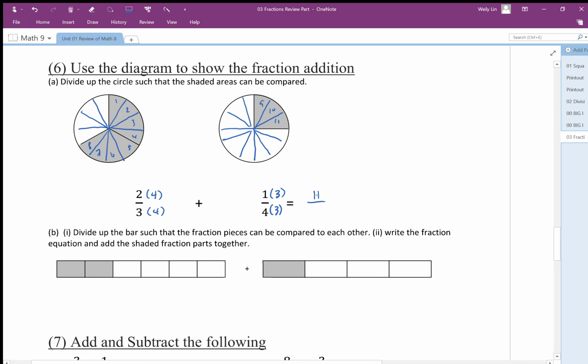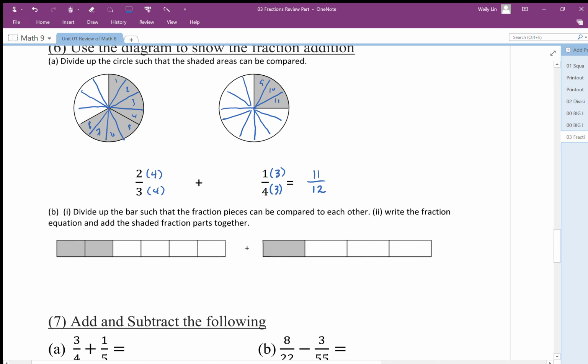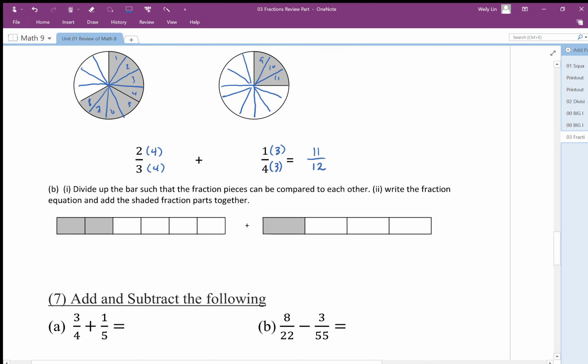And the denominator represents the size of the fraction. And the size of the fraction is 12ths. So I need a common denominator in order to add or subtract fractions.